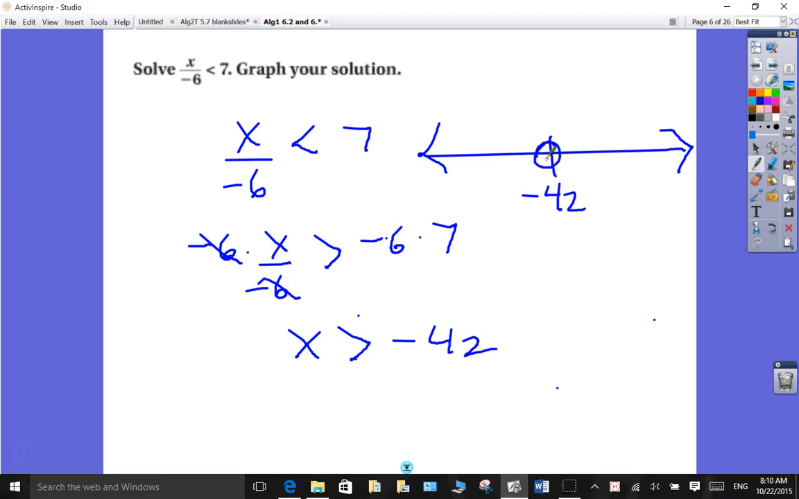Open. And should I shade to the left or to the right, Kendall? To the right. Okay, good. We're making real progress today. I have a question. Yeah. Is it if you multiply by a negative number or divide by negative? Right. Which one?